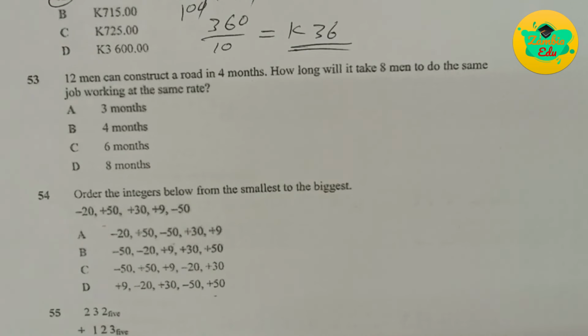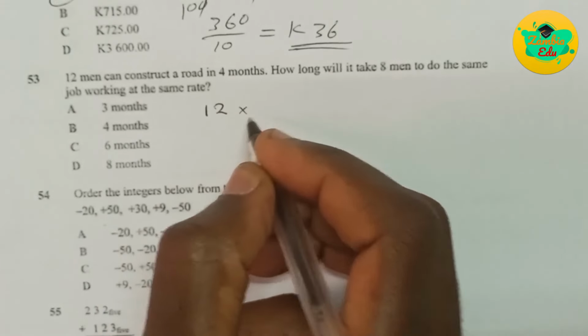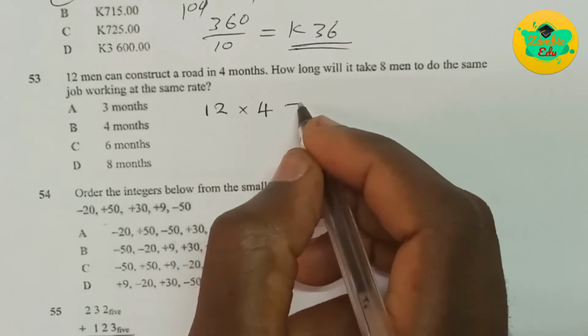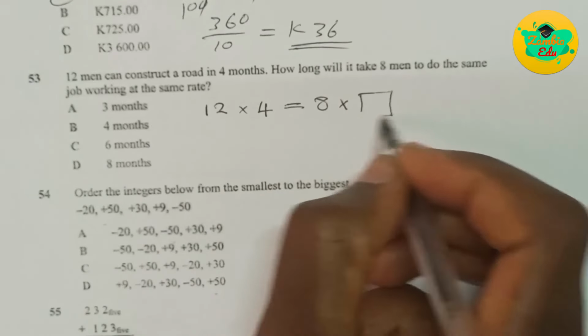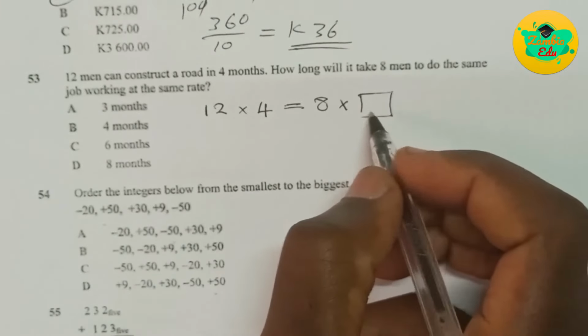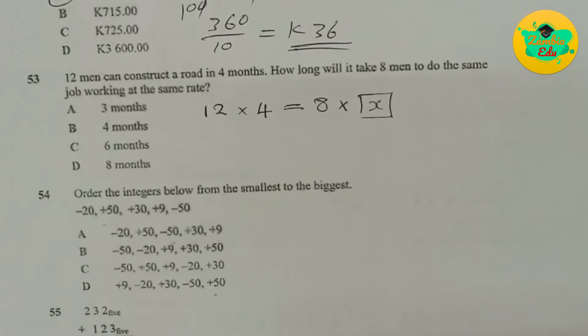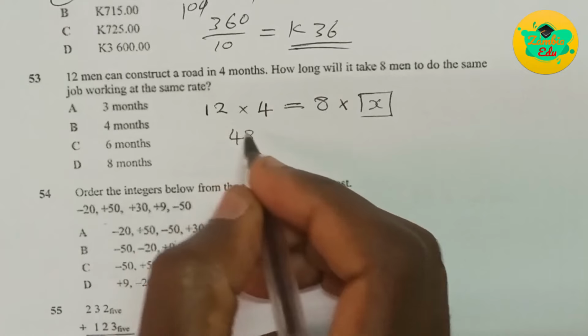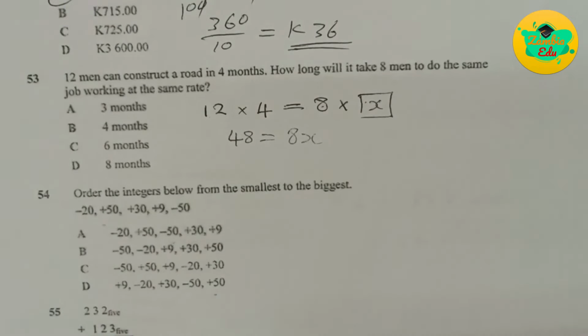That's indirect proportion. So for us to find the value of the indirect proportion, we're going to say 12 men worked in 4 months equals 8 men to work in, we don't know, in box. So we can just put box. So we can replace box with X. So we can multiply 12 times 4, and we're able to get 48 equals 8 times X, to give us 8X.